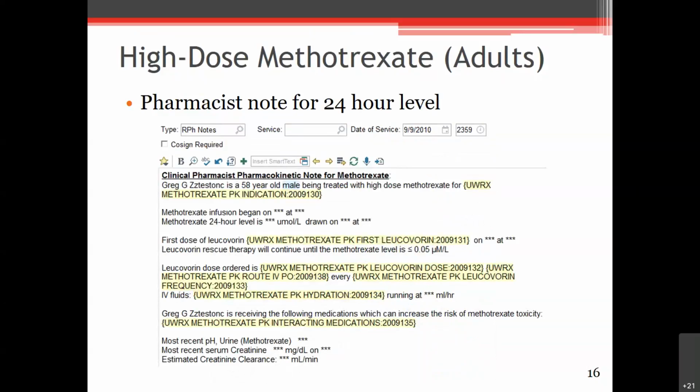For our adult patients, this is the note template that's used by the pharmacy team when a patient's 24-hour methotrexate level and creatinine come back. So in addition to commenting on these results, the note will also include information about timing of the level in relation to when methotrexate was started. It will have an assessment of any drug interactions, renal function, and then urine pH. And then finally, it will include recommendations for any adjustments that need to be considered for the fluid rate or the leucovorin dosing regimen based on the algorithm in our guideline.